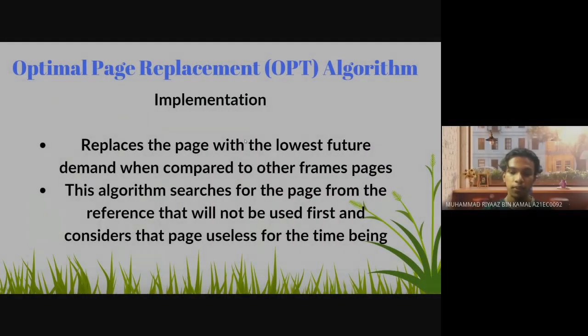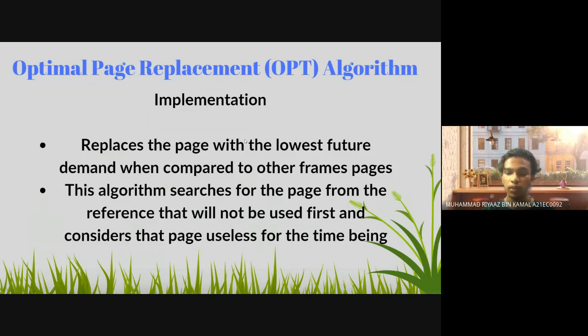Alright, thank you, Syukur. The most desirable page replacement algorithm is the optimal replacement algorithm, also known as OPT, which we use to replace pages. This algorithm replaces the page with the lowest future demand compared with the other frame pages. To accomplish this, the algorithm searches the reference for the page that will not be used first, considers that page useless for the time being, and the new page in the frame takes its place. One of the advantages of this algorithm is that it replaces the page that will not be used for the longest time in the future, resulting in the least number of page faults.